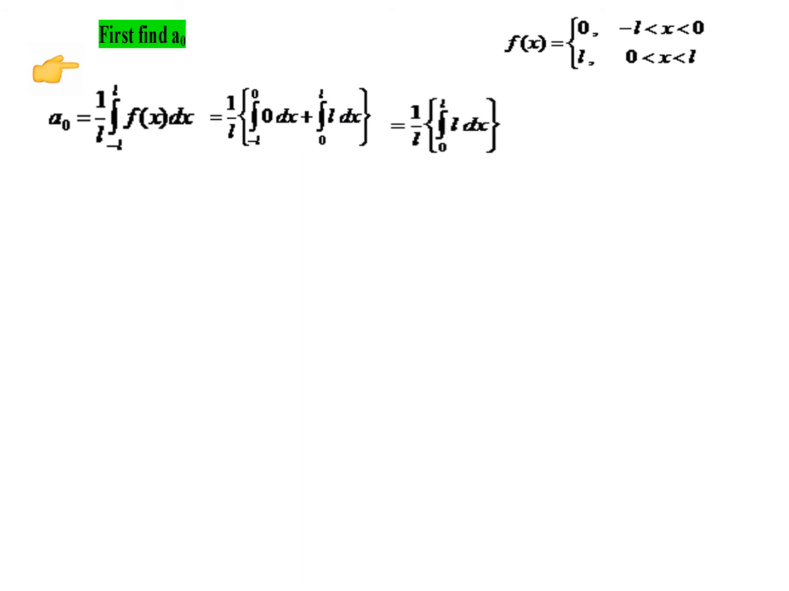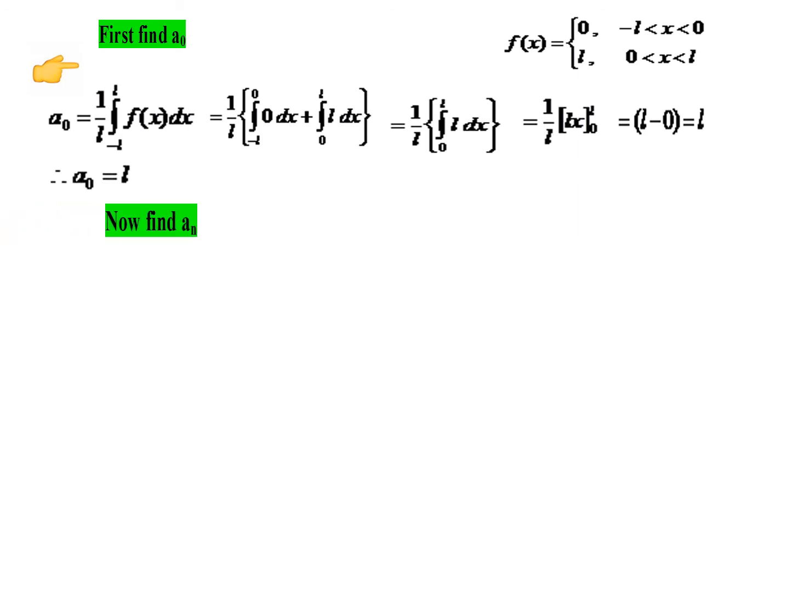Now let us integrate this. So it is just going to be integral from 0 to L of L dx, because the first integral is going to be 0. So 1 by L into integral dx is x from 0 to L. And when we apply the limit, we get L minus 0, because in the place of x, we have to put upper limit L minus lower limit 0. Hence, the value of a naught is L.